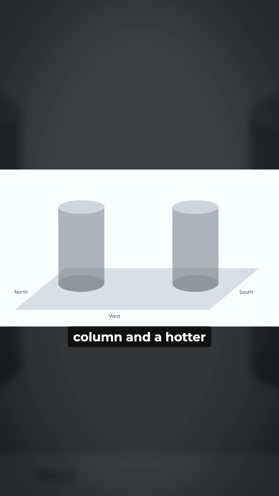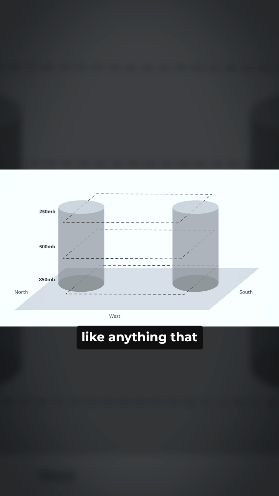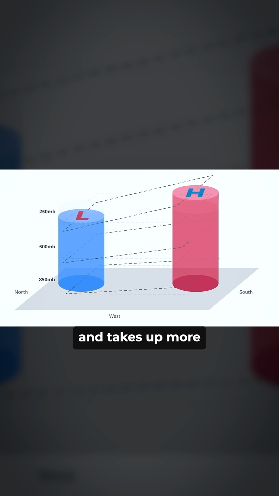In this diagram, imagine two columns of air side by side. A cooler column and a hotter column. Warm air is less dense, and just like anything that warms up, it expands and takes up more space. So the hot column expands upward because air can't go down into the ground.